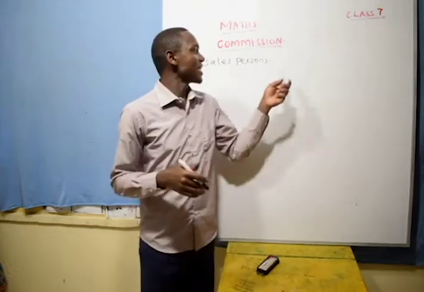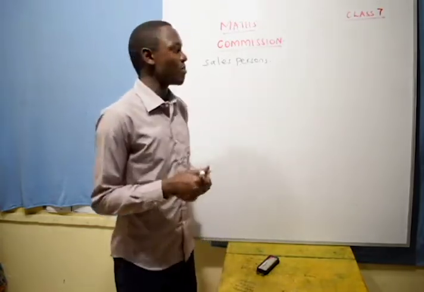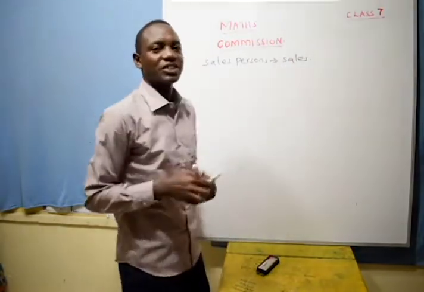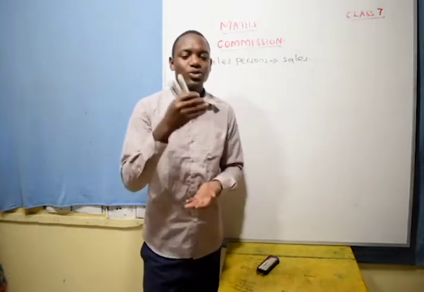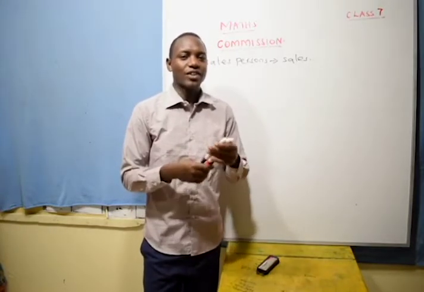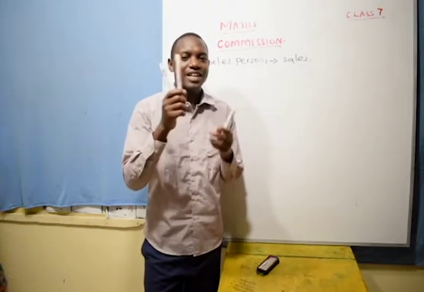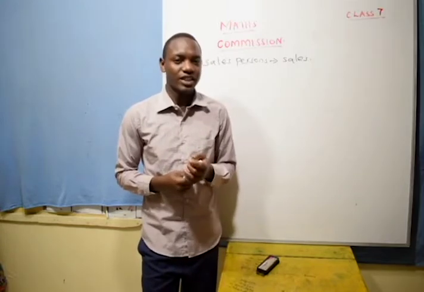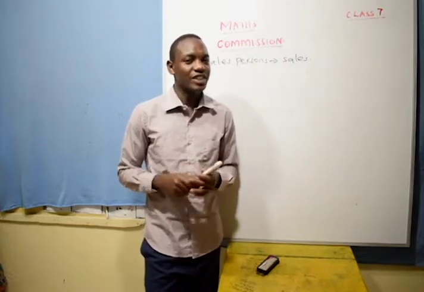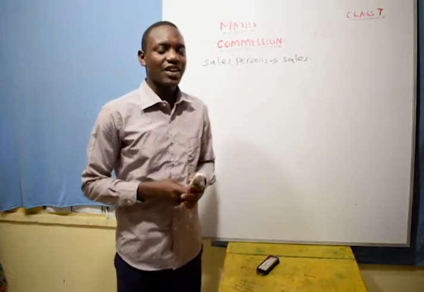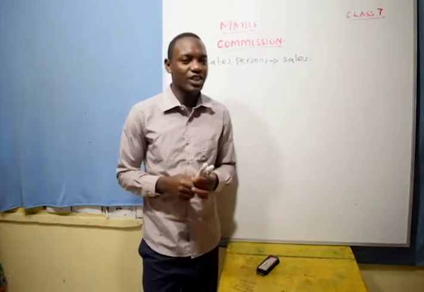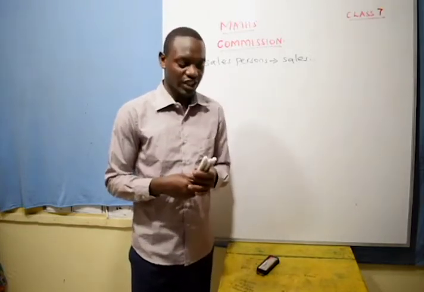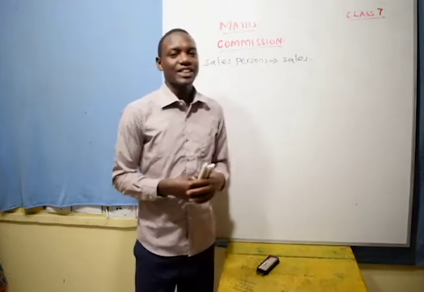Commission is the amount of money that is calculated per the total sales. Total sales is the amount of money. For example, if I give you these pens, you sell them at 50 shillings. So the total sales will be 50 shillings times 3 because I have 3 pens, which is 150 shillings. And I say, in every 50 shillings you sell, I'll give you 10 shillings. That means this pen will give you a commission of 10 shillings, this other one 10 shillings, and this other one 10 shillings. So the total commission will be 30 shillings.